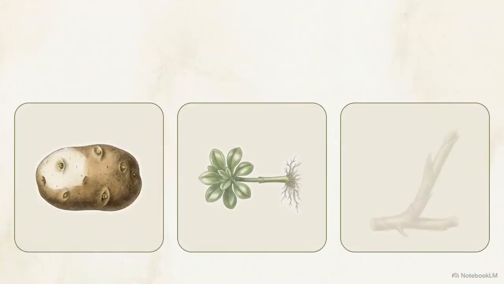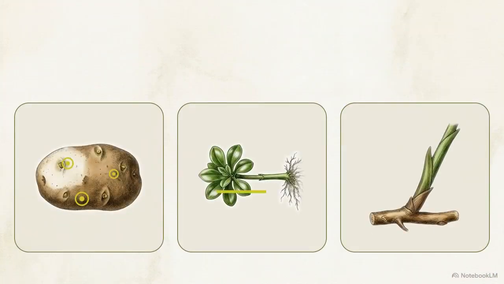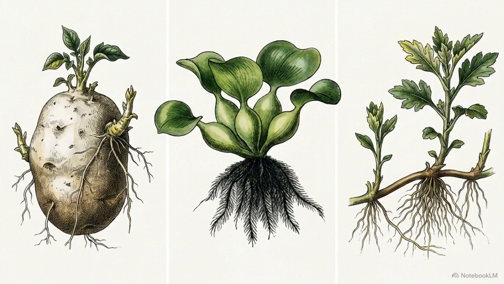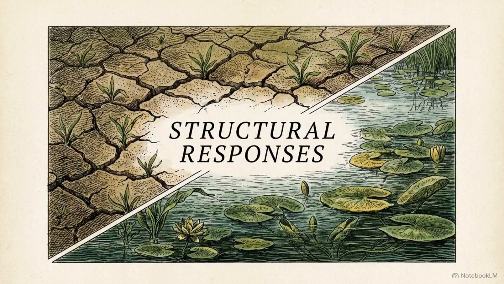Let's test your visual recognition. Can you identify the specific modification type for these three plants? You have 5 seconds. These are the tuber, the offset, and the sucker. The specific environment, whether it's solid earth or open water, dictates which mechanical strategy the plant uses to spread.